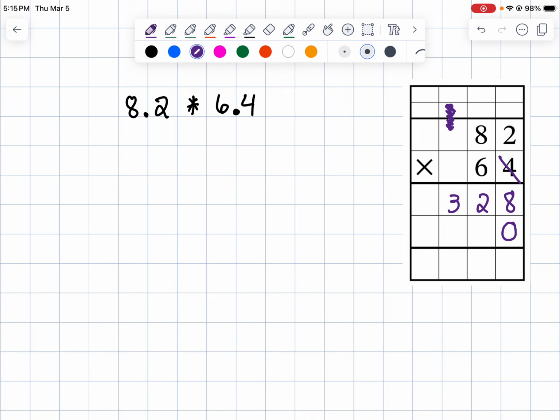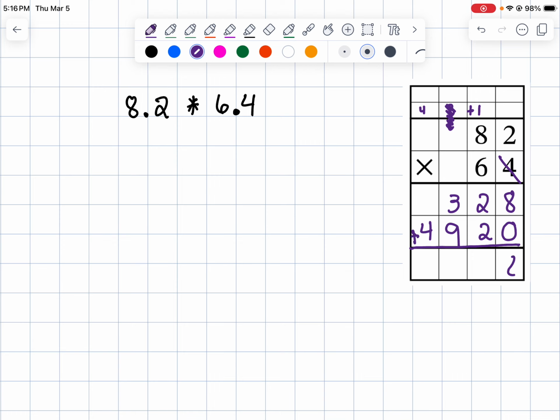I'm now going to take the 6 and multiply it by everything on top. 6 times 2 is 12. The 2 goes down. The 1 will go up. 6 times 8 is 48, plus the 1 is 49. The 9 goes down. The 4 would go up, but like last time, I have nothing for it to sit on, so it gets to fall down. Now that I've done all of the multiplying, I'm going to draw my line, and I get to add them up.